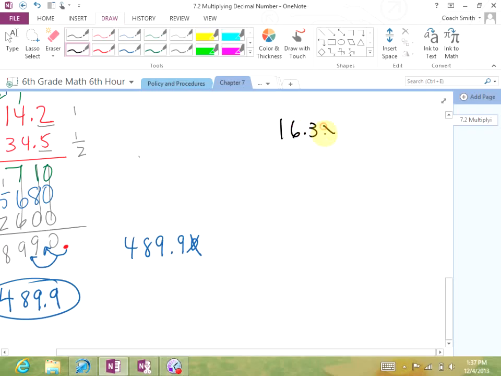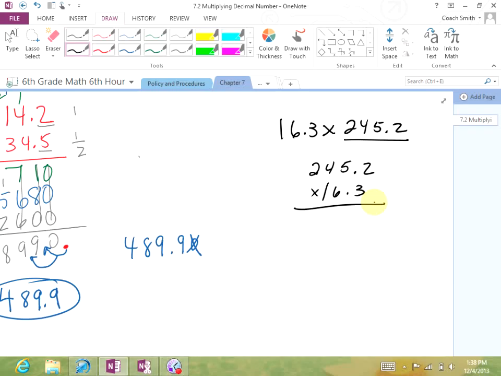16.3 times 245.2. Now, listen to me. You don't want to make this problem harder than it is. So put the one with 4 digits on top. The one with 3 digits on bottom. That way you only have to multiply 3 times.